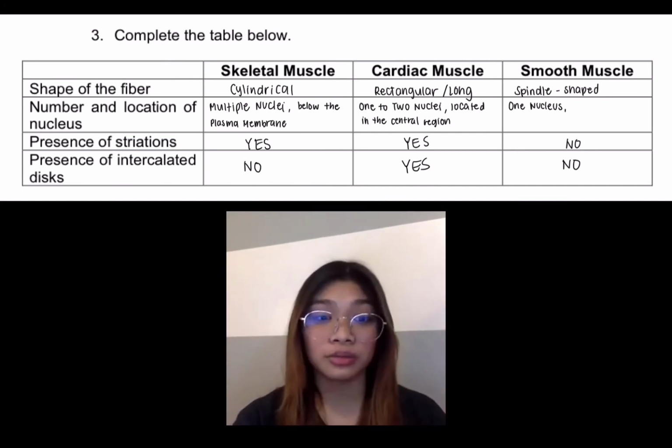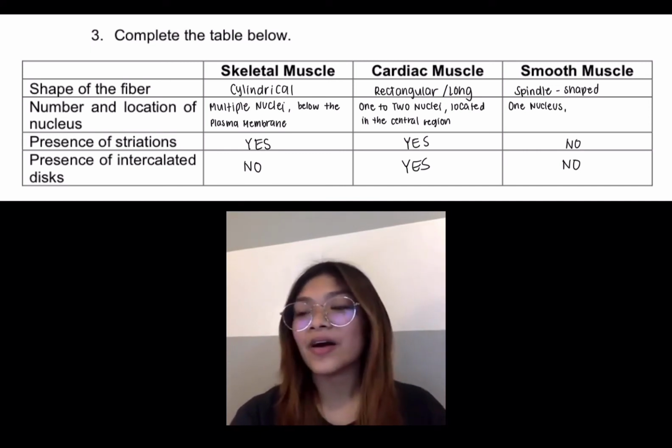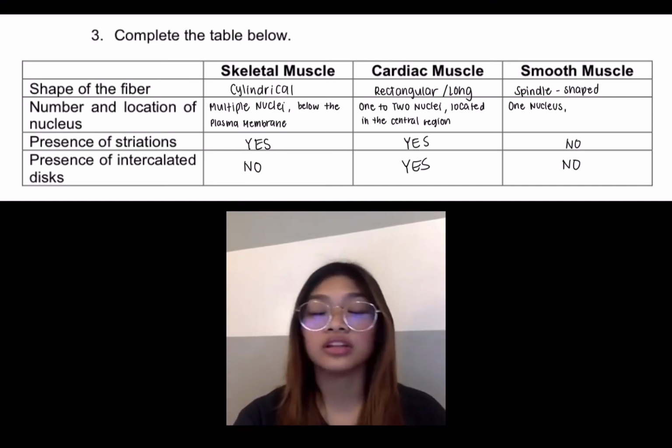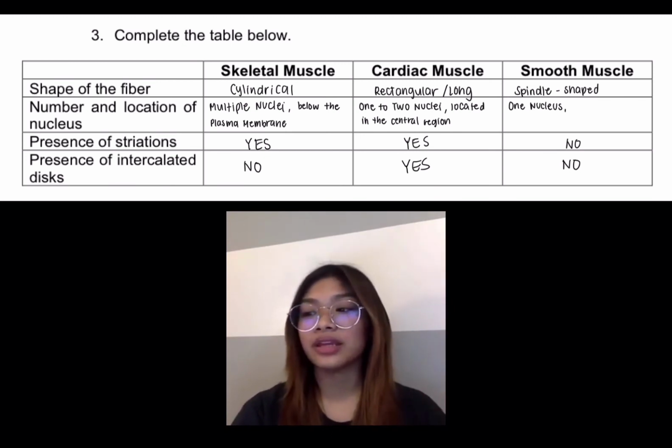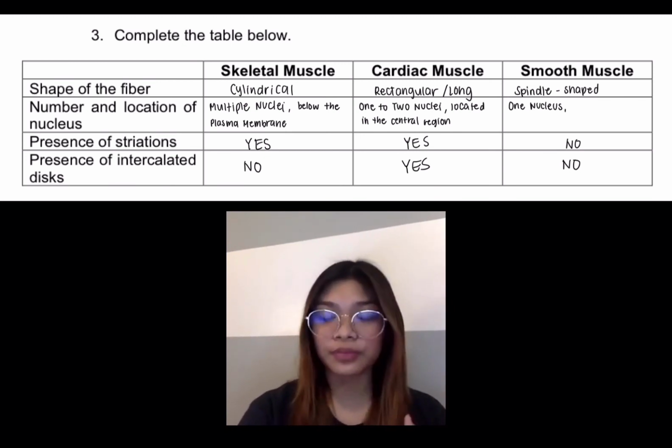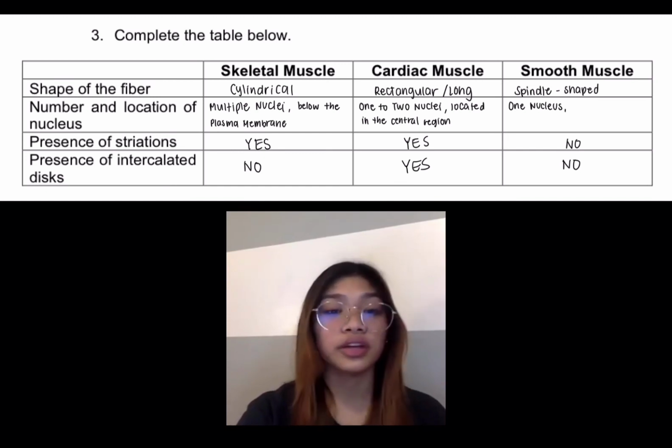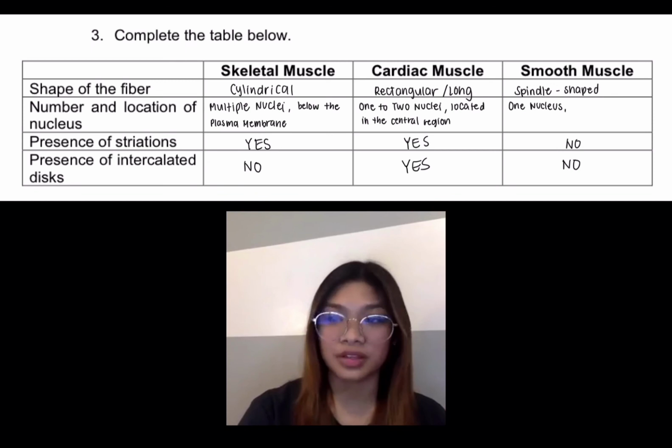Next is the cardiac muscle. It has a rectangular shape of the fiber, it only has one nucleus, and it is located at the wall of the heart. And striations and intercalated discs are both present in cardiac muscle.